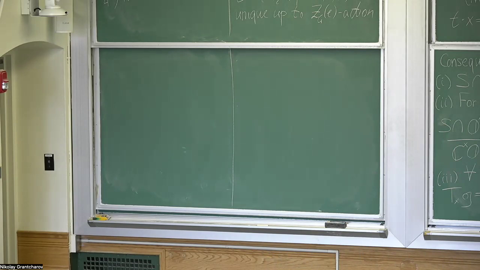So, what would I like to do? I want to identify the algebra of functions on the slice S with one of such algebras. And for this, I need to explain to you how to pick R and how to pick this sign.